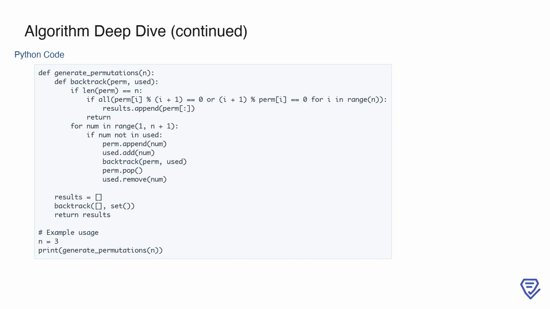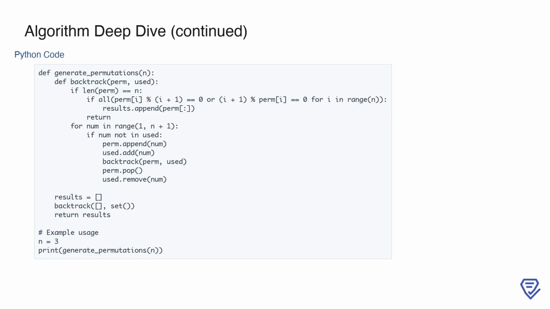Here is the Python implementation of the algorithm. The function generate_permutations takes an integer n as input and uses a backtracking approach. Inside the backtrack function, we recursively build permutations by adding numbers from 1 to n that are not already used. When the length of the current permutation reaches n, we check if it satisfies the divisibility conditions. If it does, we append a copy of the permutation to the results list.